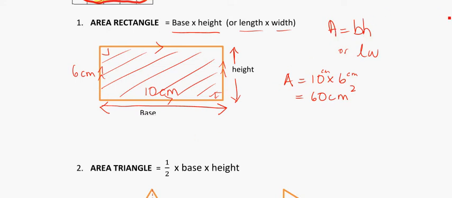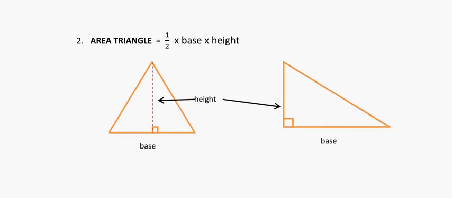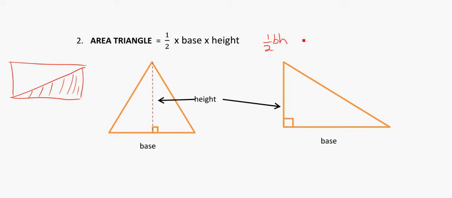Okay, now area of a triangle. Let's move that down. Now a triangle is actually half of a rectangle. So here's your rectangle. If you put a line through the middle, you get a triangle. And so the formula is a half the base times the height. Or you might see it as a half BH, or BH over 2, or BH divided by 2. That's probably the easiest one to put into your calculator.